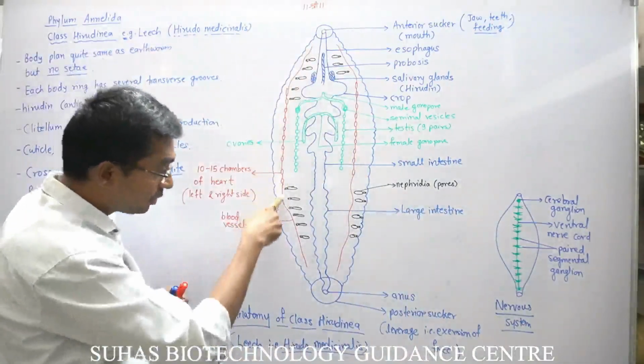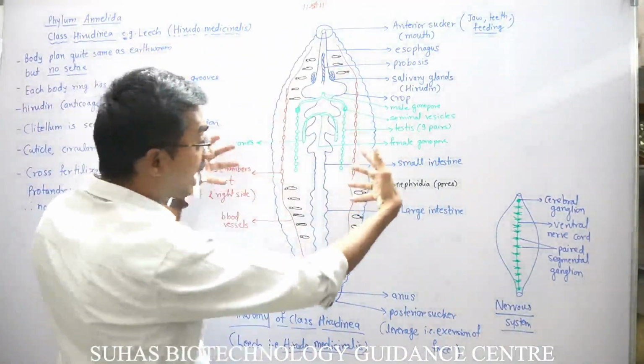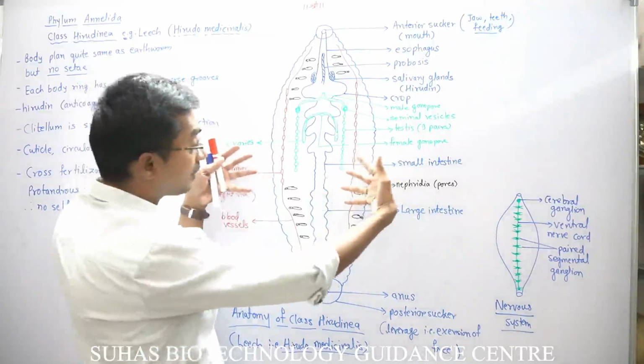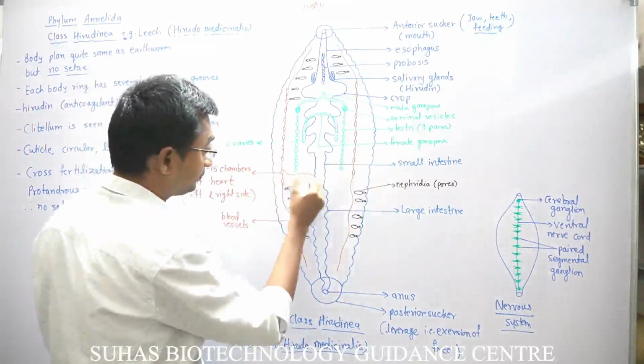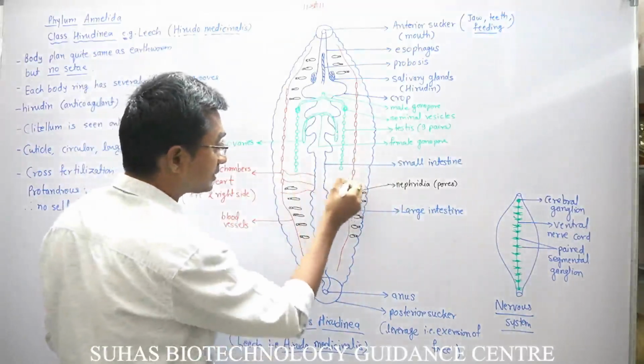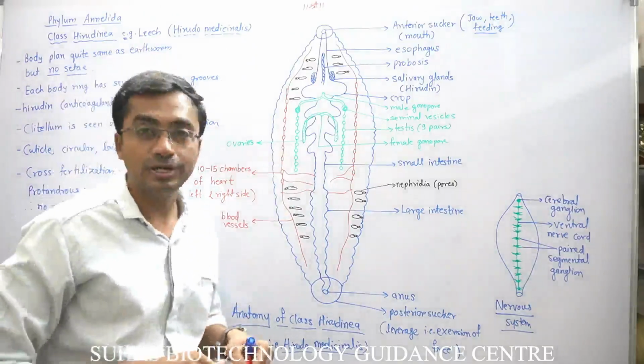You can see the blood vessels running longitudinally, but not only longitudinally, there are many branches of these blood vessels, they are spread throughout. Like this, many branches are there which are spread throughout the body of leech.